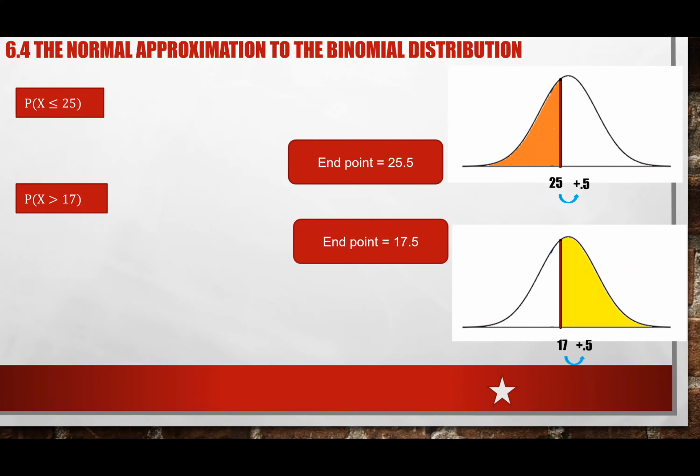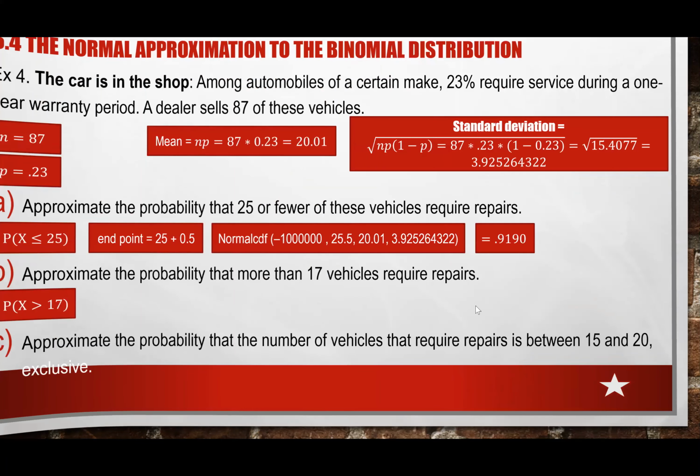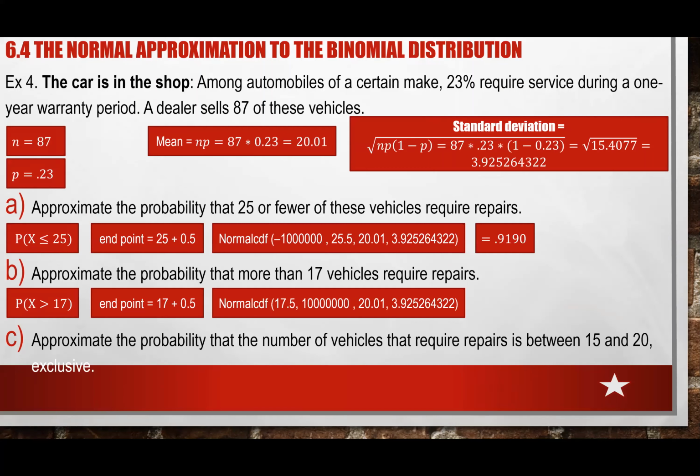Hopefully you see that if you can identify the endpoint, and find the mean and standard deviation, the calculation is very doable. So looking at this, the smaller endpoint will be 17.5, and the upper or right-hand endpoint will be some humongous number, like 1 million or 10 million. You plug in your normal CDF with 17.5, 10 million, the mean 20.01, and your standard deviation, and this will give you 0.7387.